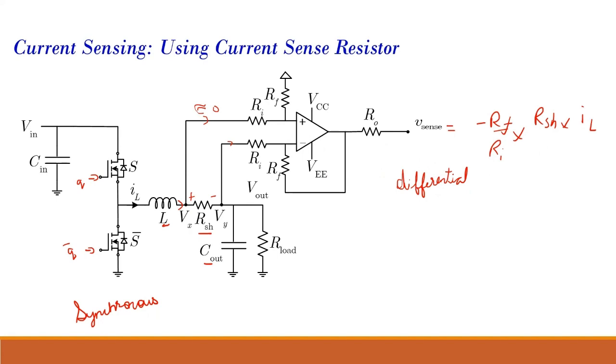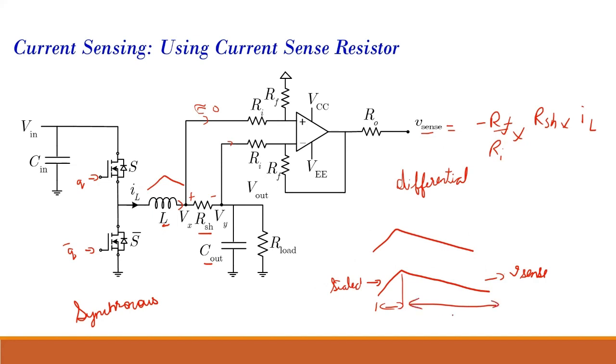So any doubts about this? In this case, usually the inductor current will be like this, right? Suppose this is my inductor current, my sense current also will be somewhat similar. It will be scaled by some value, but it will be an actual voltage signal. This will be V sense. So in this case, I'm getting the information of the current when it is rising, and I'm getting the information of the current when it is falling as well. Complete information is available to me.